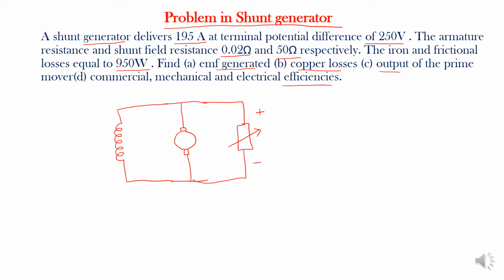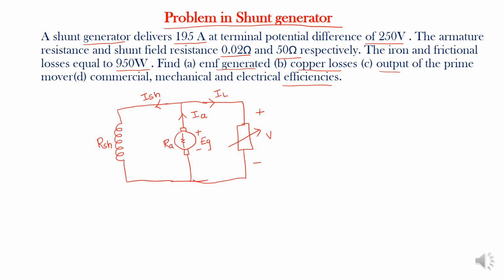So this is the terminal potential V, and here this is the current IL. The generated current is the armature current IA. So inside we are having RA and the generated voltage EG. See, RSH is the shunt field resistance, and the current flowing through it is ISH.